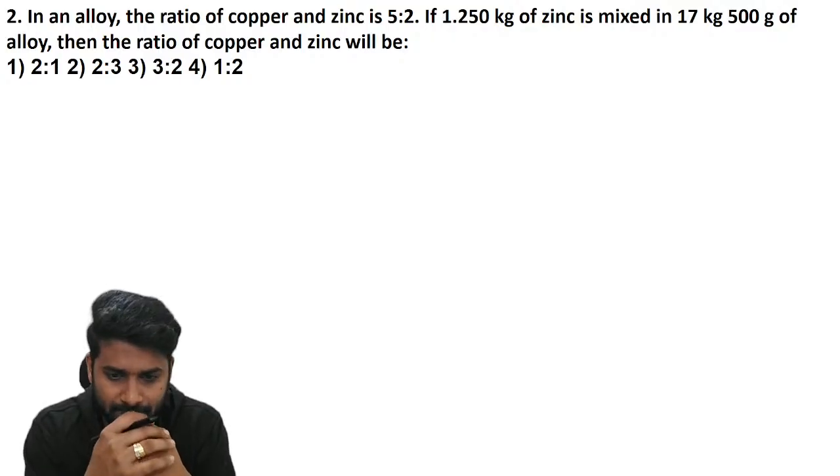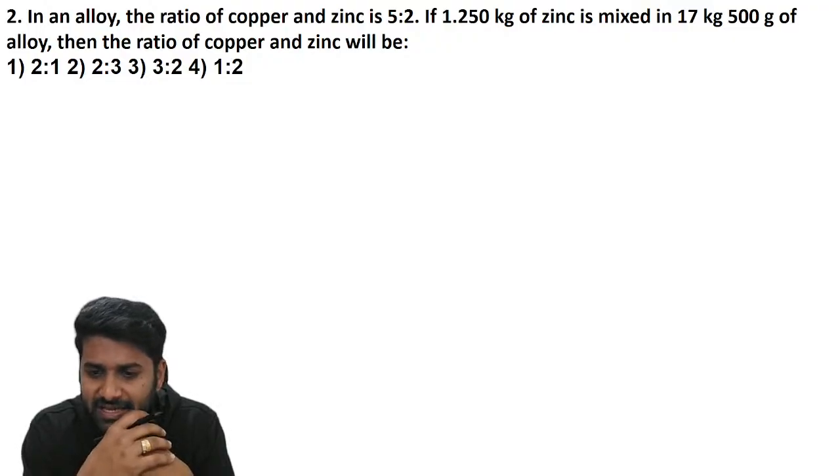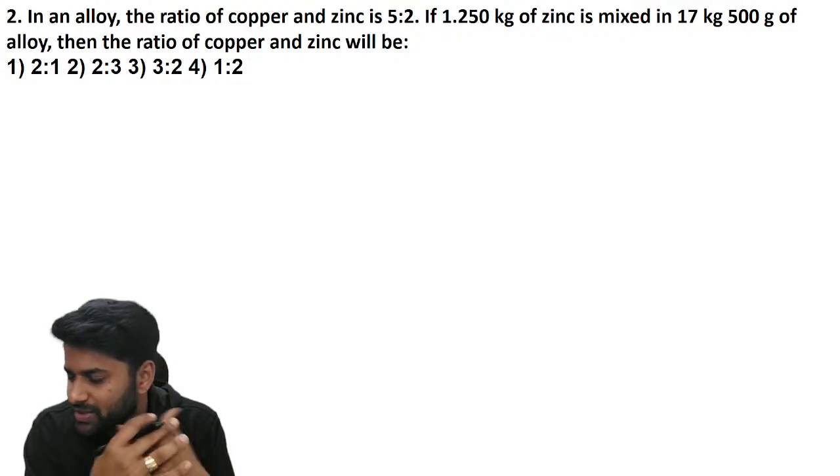Next. See, in an alloy, the ratio of copper and zinc is 5 is to 2. If 1.250 kg of zinc is mixed in 17 kg 500 grams of alloy, then what is the ratio of copper and zinc? What is the new ratio?